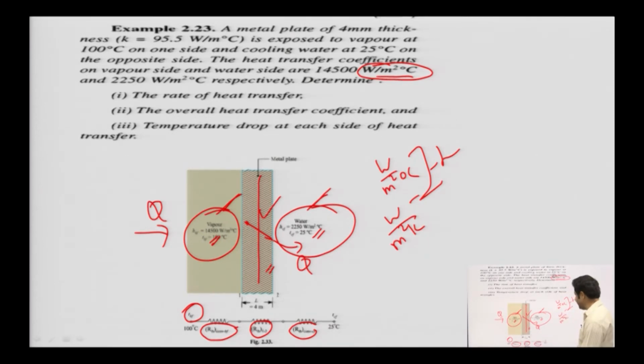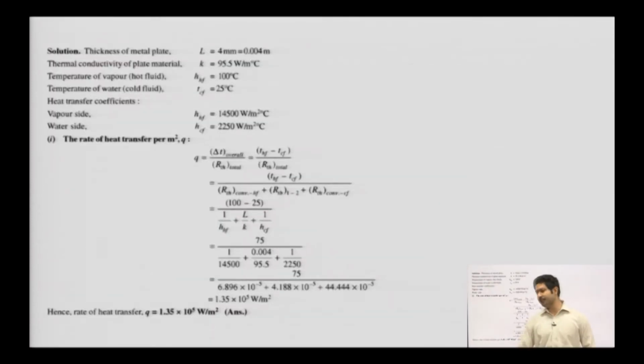So that is how it's being made. 100 degrees Celsius, heat is getting transferred here to 25 degrees Celsius. So this is how you actually make it, similar to what you do in the electrical circuits. This is the solution there.